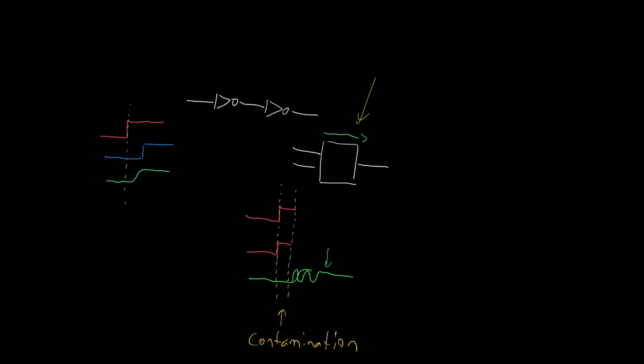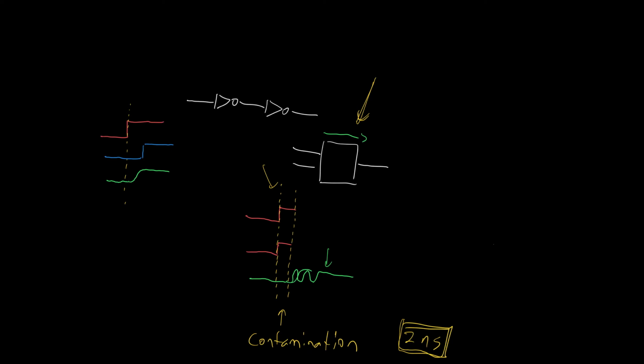If the contamination delay is 2 nanoseconds, then that is a guarantee by the chip manufacturer that if the chip is originally in equilibrium and then one or more inputs suddenly changes, then within the next 2 nanoseconds, the output is guaranteed not to change. And we'll see later in this course why it's useful to know that.